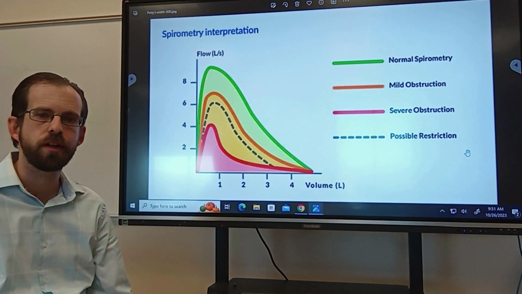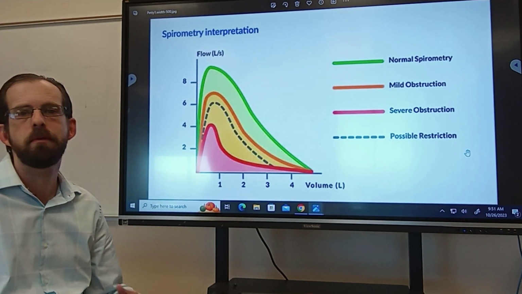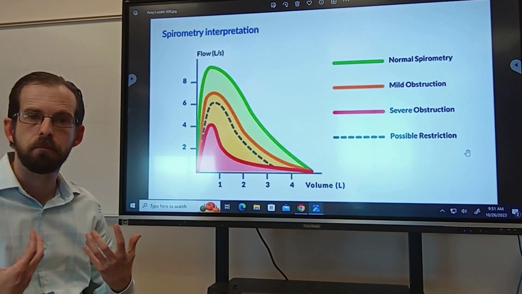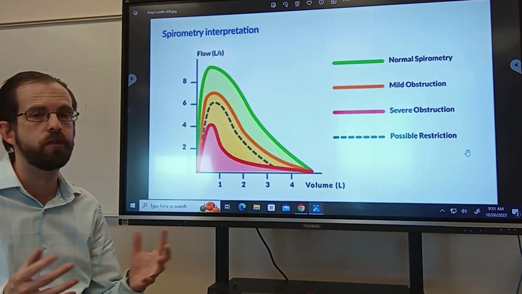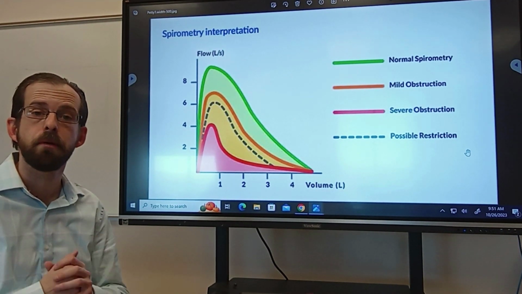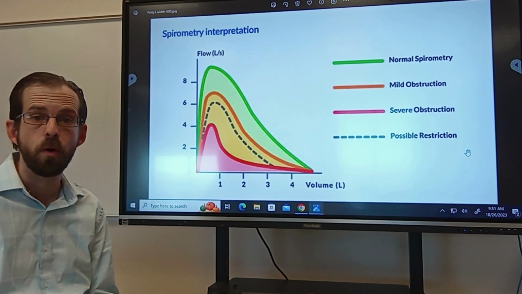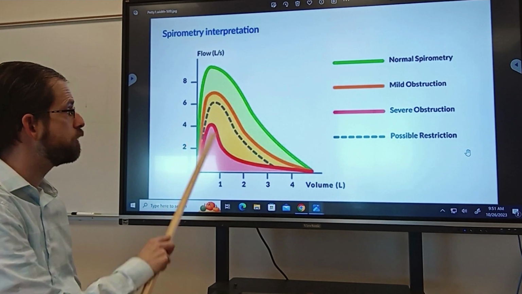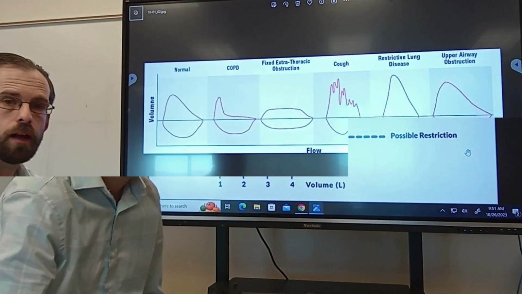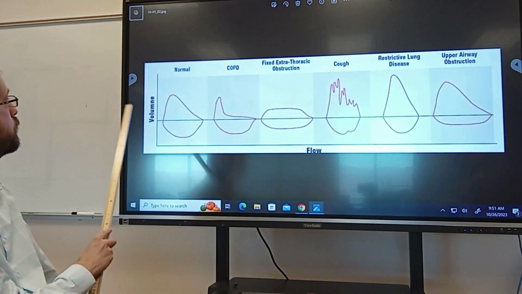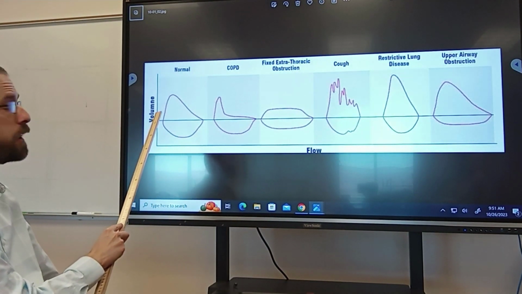And possible restriction can mean a variety of things, such as maybe a buildup of material in the lungs. A good example, maybe it might be like silicosis, silica buildup in your lungs, or even a smoker will actually exhibit some of these possible and severe obstructions. And so we can actually, again, look at that data and take a look at figures and compare them.